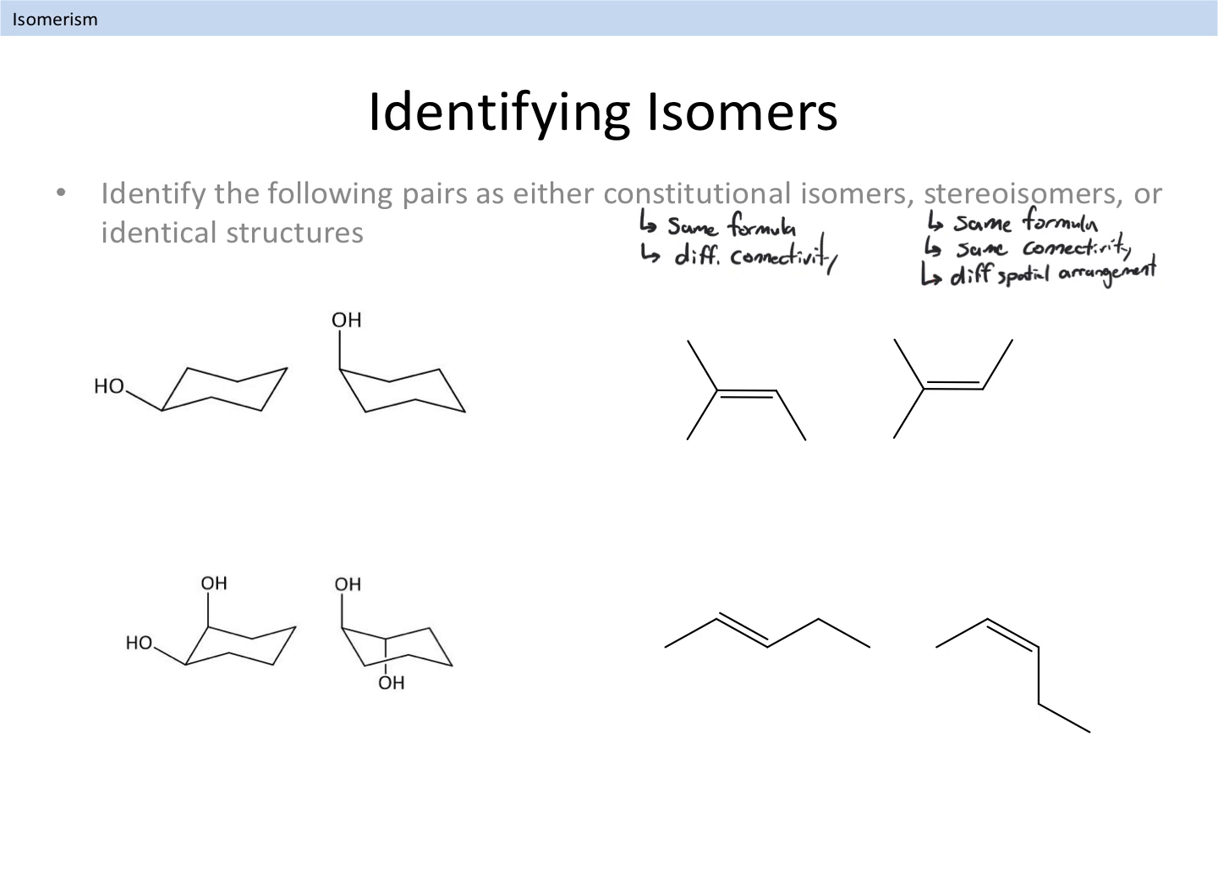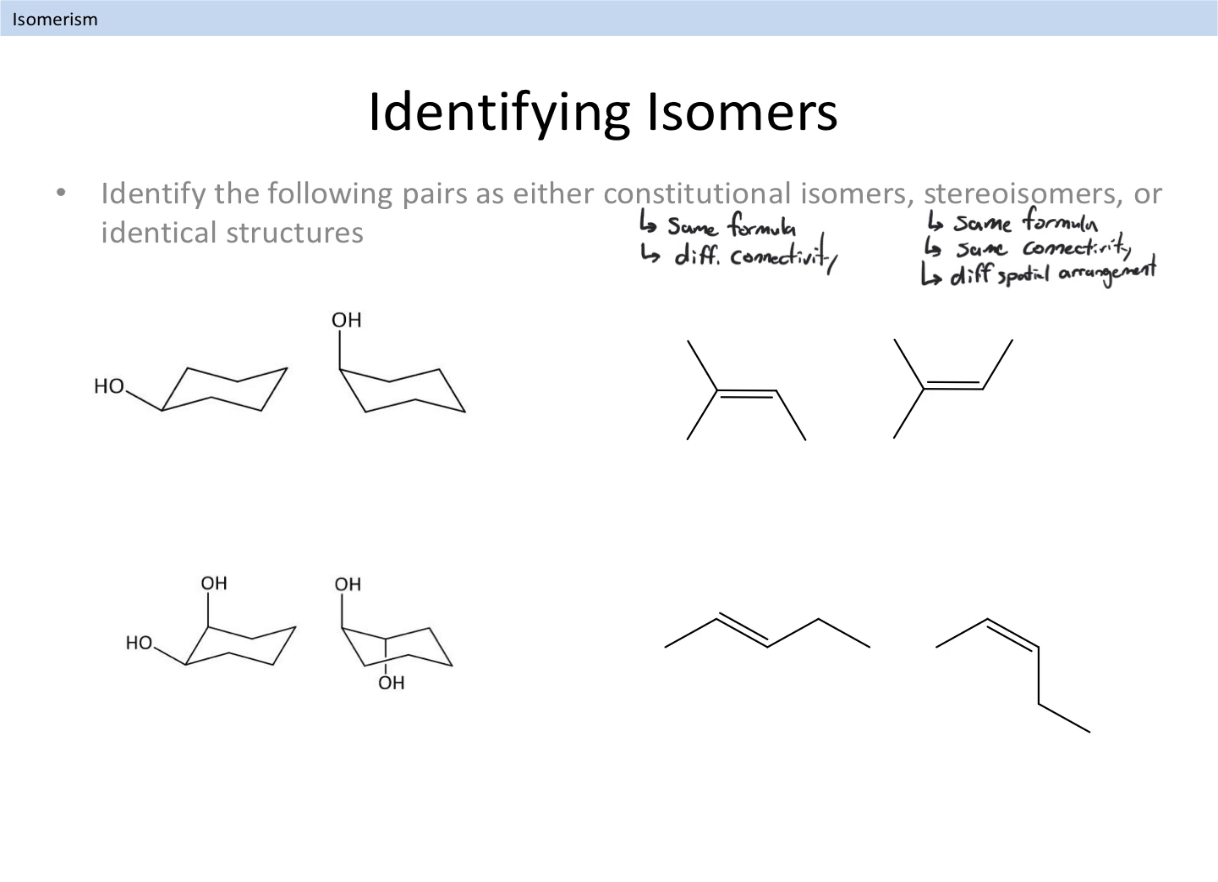Please pause the video now and take a few minutes to analyze each pair. Try to determine whether the molecules in each pair are constitutional isomers, which differ in connectivity, stereoisomers, which differ in spatial arrangement but have the same connectivity, or identical structures, which are exactly the same. Once you've finished, unpause the video and we will discuss the solutions together.